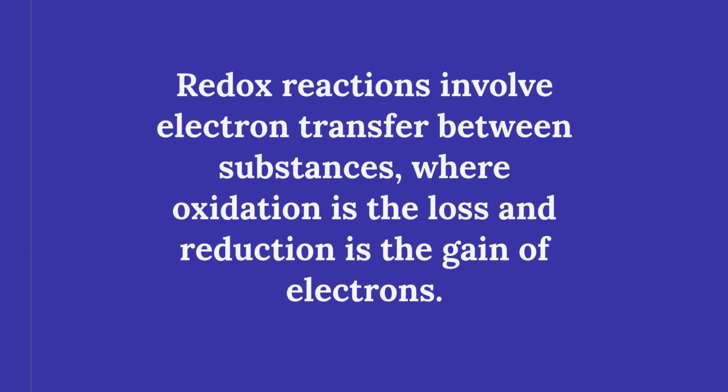Redox reactions involve electron transfer between substances. Oxidation is the loss of electrons, while reduction is the gain. Oxidation states help assign numbers to elements in compounds. Half equations show oxidation and reduction separately. Combining them forms a balanced redox equation.